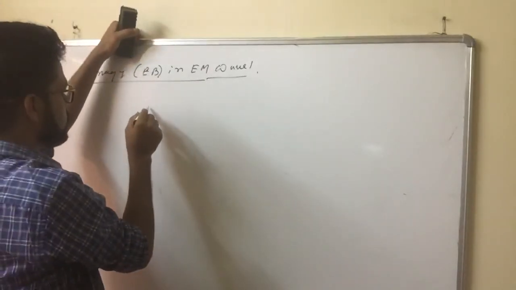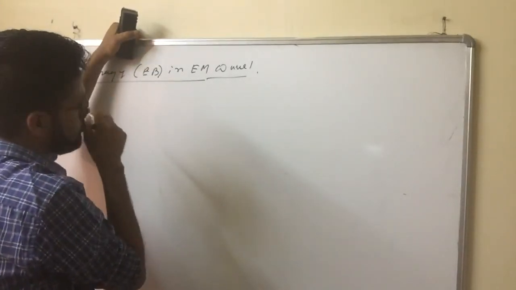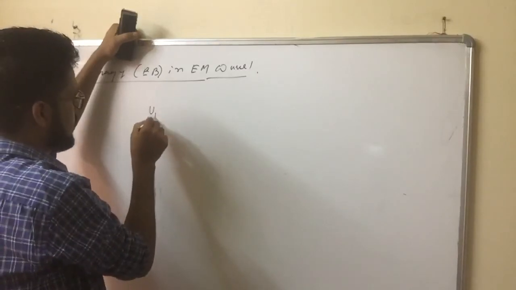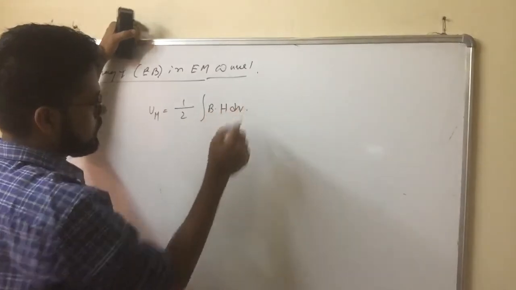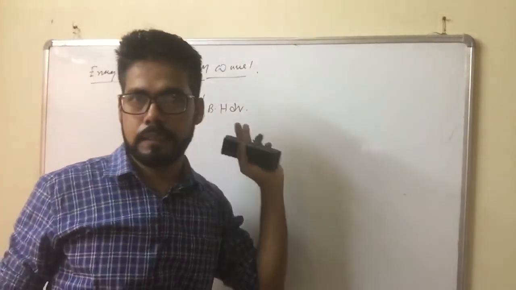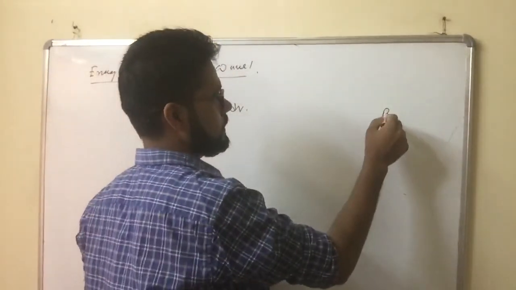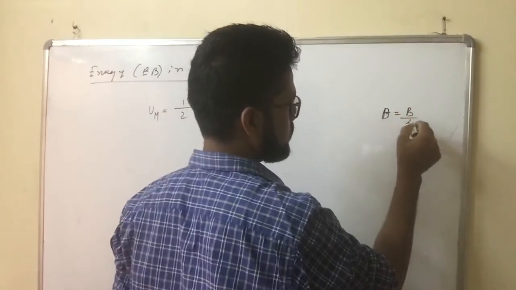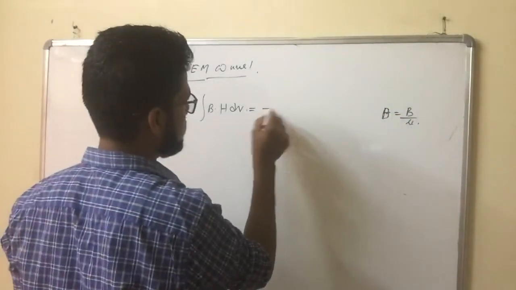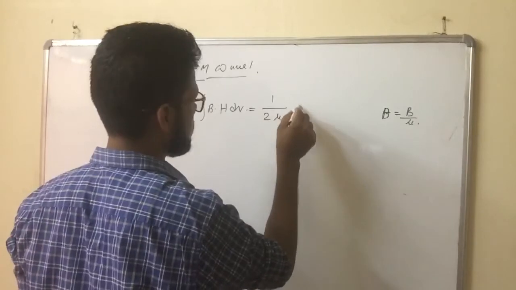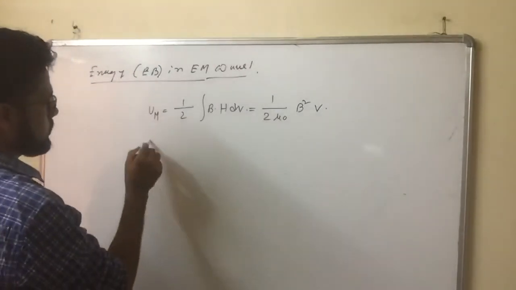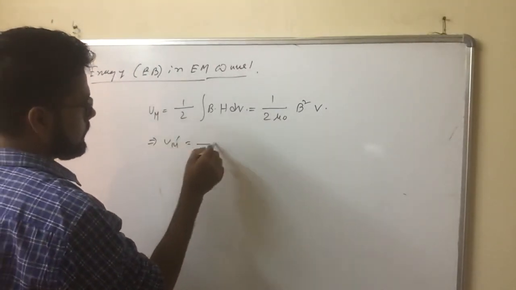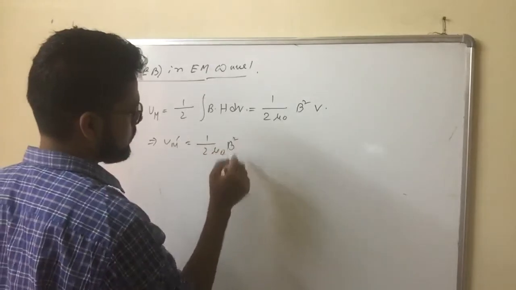Now the magnetic energy is 1 by 2 B dot H dV. H means what? B is the magnetic field, and H we numerically call the intensity. B is equal to mu times H, so I will get 1 by twice mu naught B square V. Clear? Similar to the previous equation. So the magnetic energy density is 1 by 2 mu naught B square.